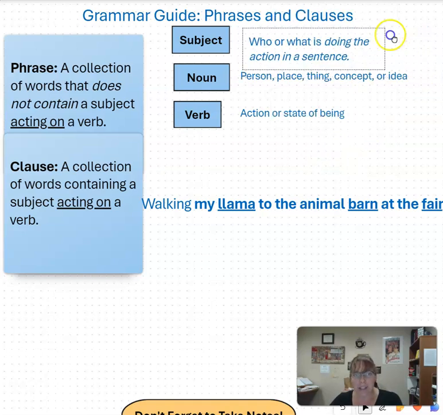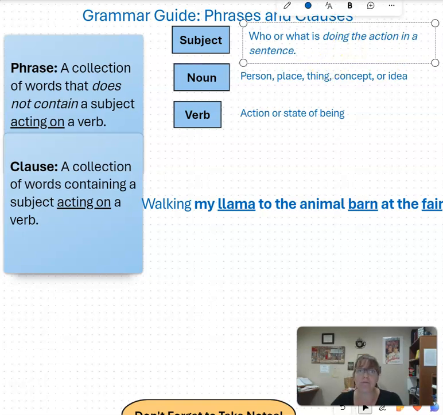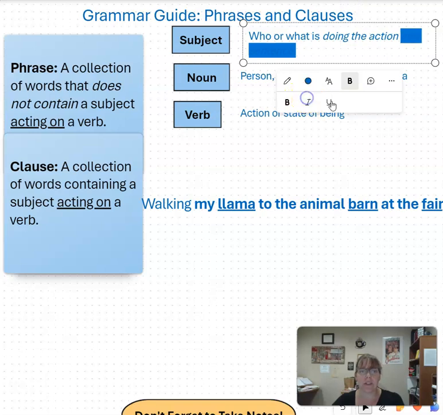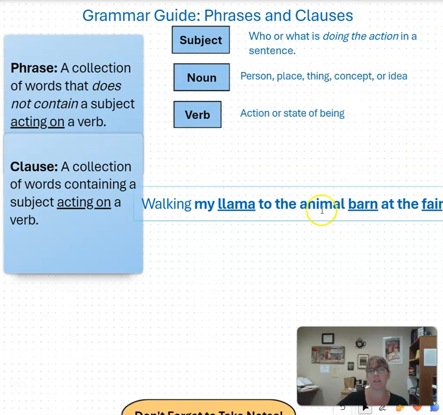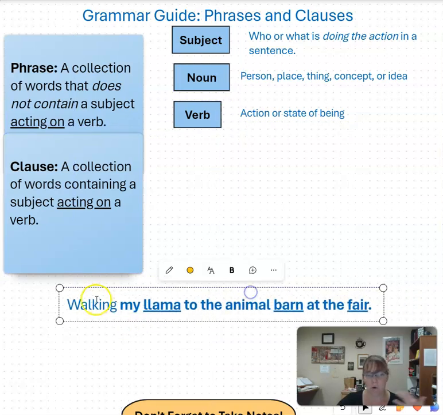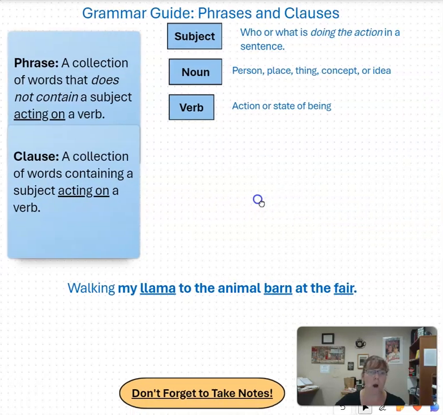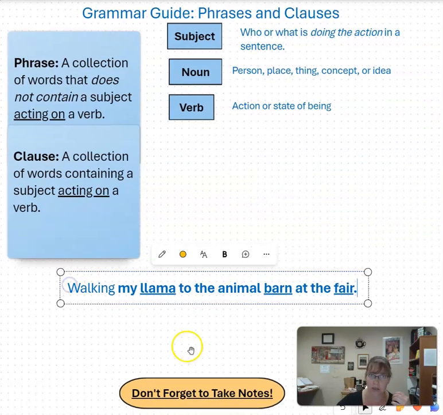Okay? Who or what is doing the action in a sentence. If I were to ask you who is walking the llama to the animal barn at the fair, you don't know, and neither do I. Okay, nobody knows who is actually responsible for getting this llama to the barn. We just know that somebody or something is walking the llama. Okay, thank you, random person. Okay, we need a subject. We need to know who or what is doing the action.